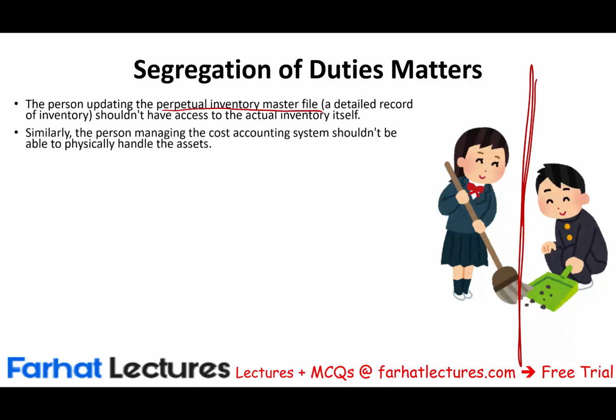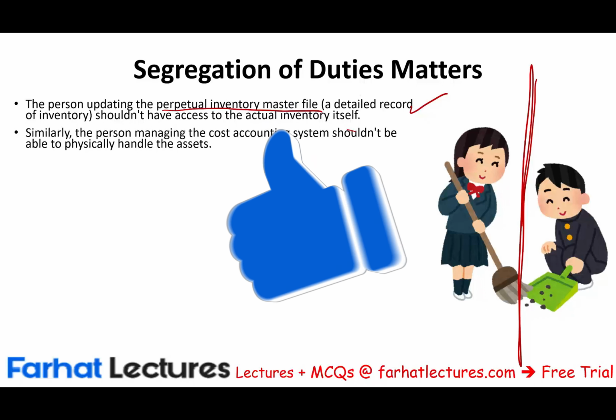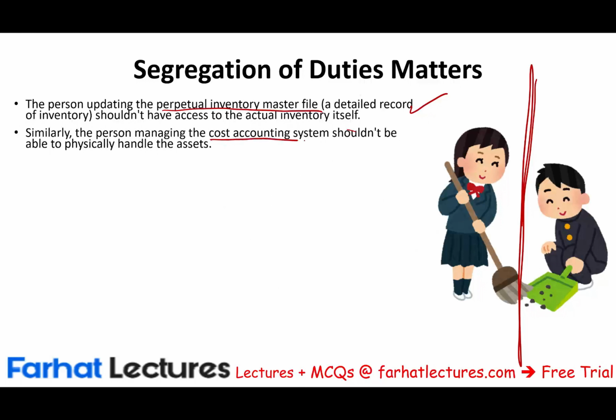Also, people managing the records, and we should know this, people with access to the record should not have access to the asset. And what we have to know, people that are managing the cost accounting system should not be able to physically handle the asset. Now we have to understand the cost accounting system. Think of it, it doesn't have to be, but think of it as a separate accounting system within the company. And sometimes it could be a separate software system. They're keeping track of their production system separately from their accounting information system.